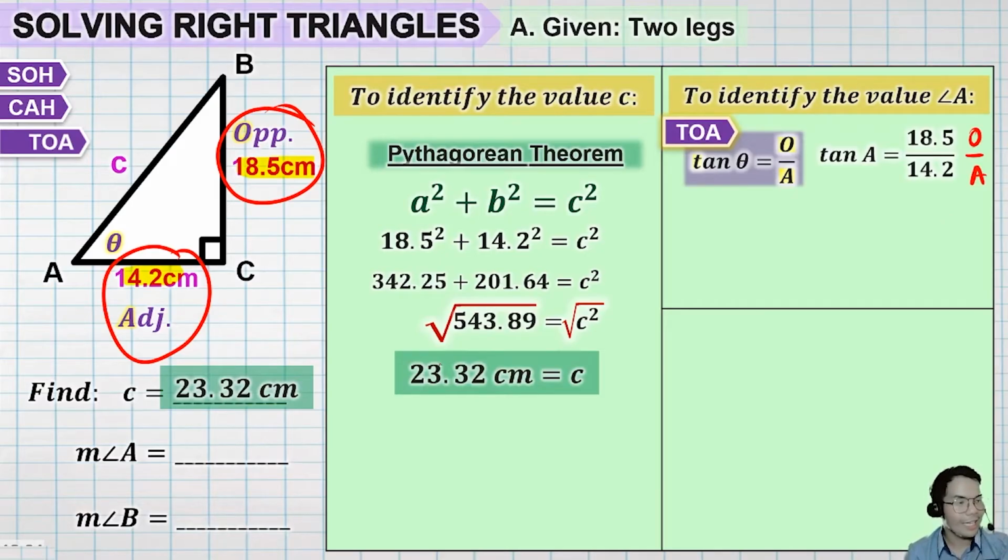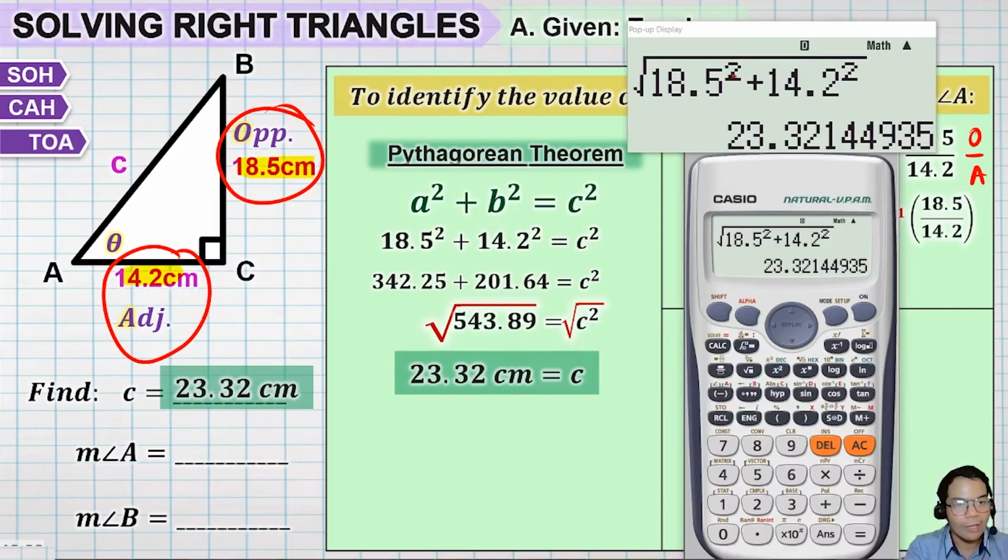Naintindihan nyo nangyari? Okay. So, proceed tayo with solving for the measurement of angle A. Hindi na yan magiging mahirap sa atin. Ginagawa na natin yan. How do we identify the measurement of the angle given the ratio? Ginagawa natin to decimal value nga lang, pero pwede rin siya kahit fraction yung given. So, di ba, nililipat natin tong tangent sa kabila. We make it shift tangent or arc tangent. Tangent raised to -1 of 18.5 over 14.2.